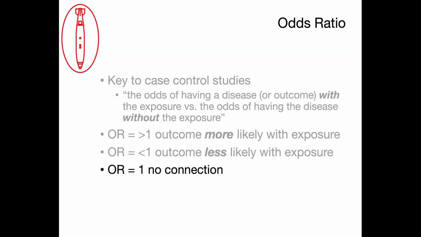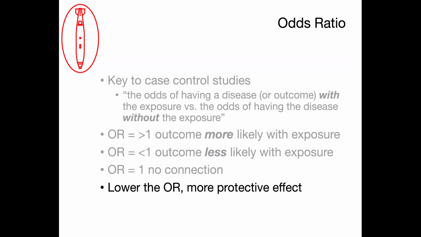If the odds ratio is exactly 1, it means there's no connection with the subject. These things are not connected. But the lower the odds ratio, the more protective effect we have. Again, any questions so far?